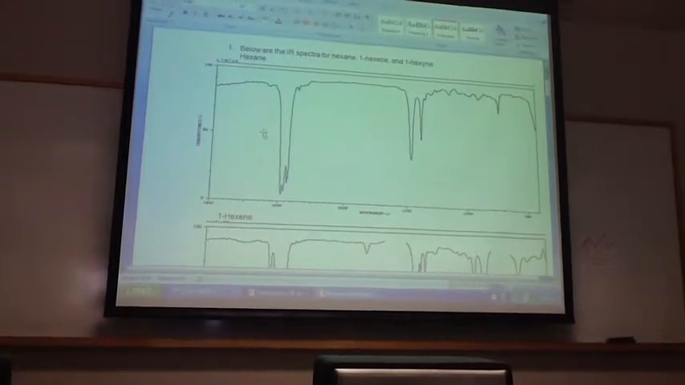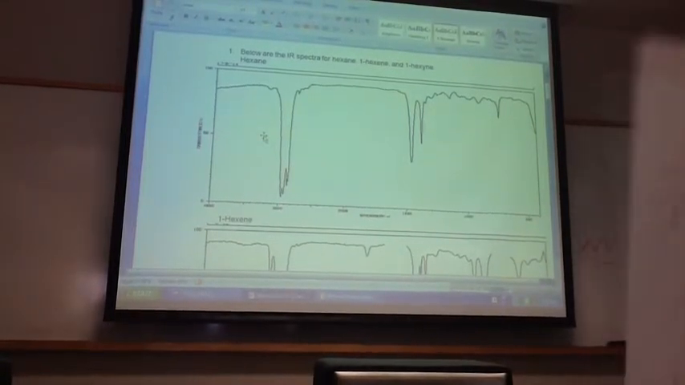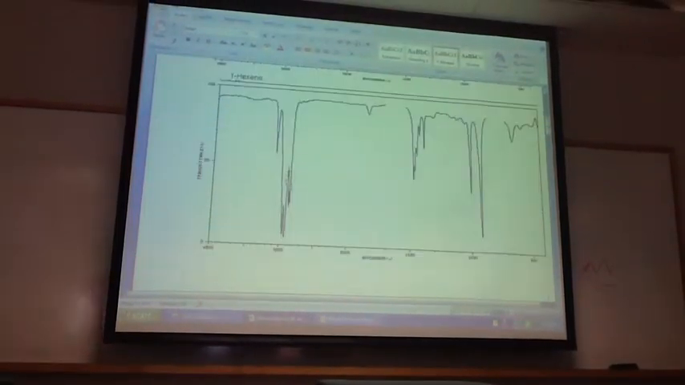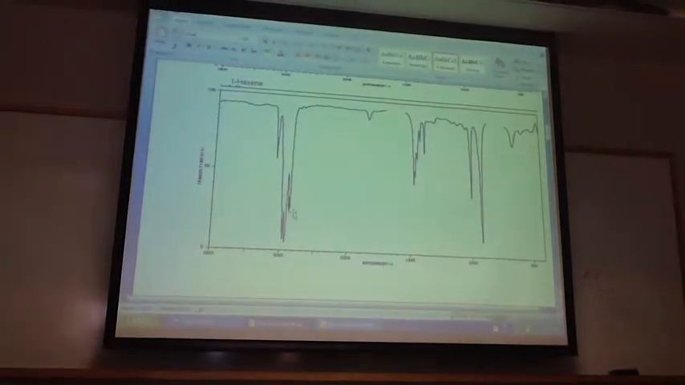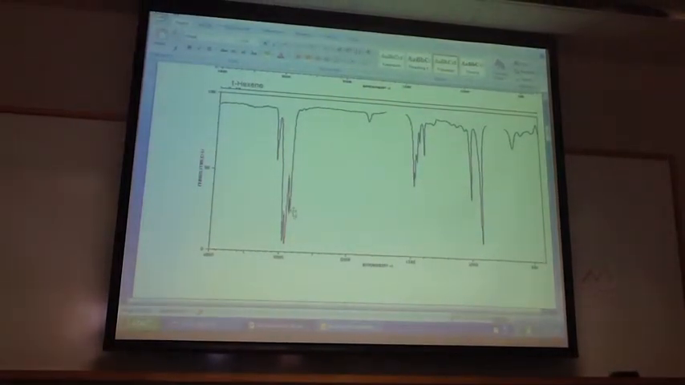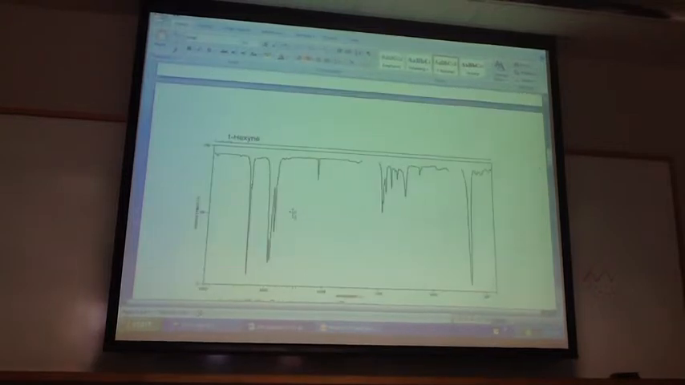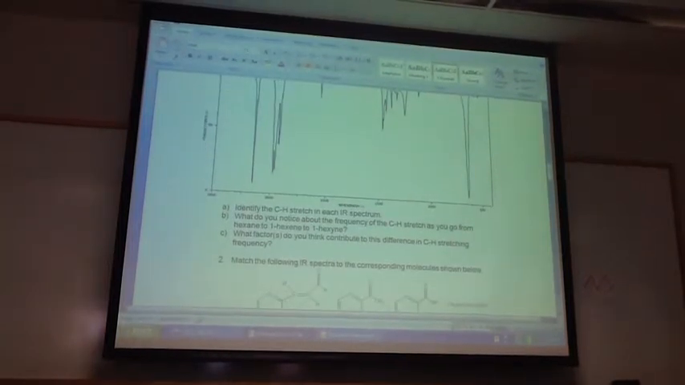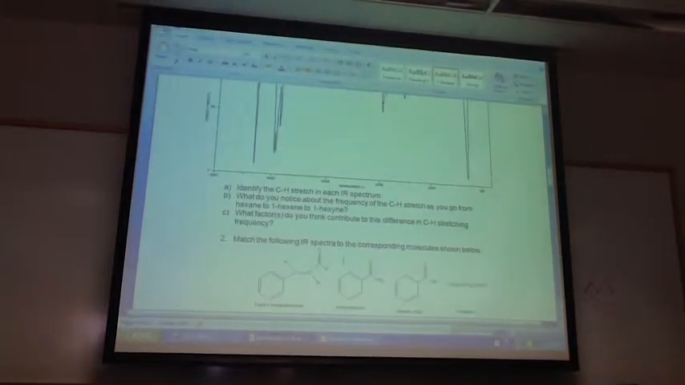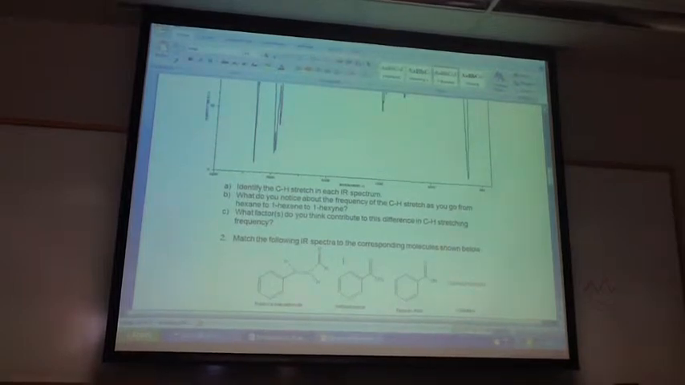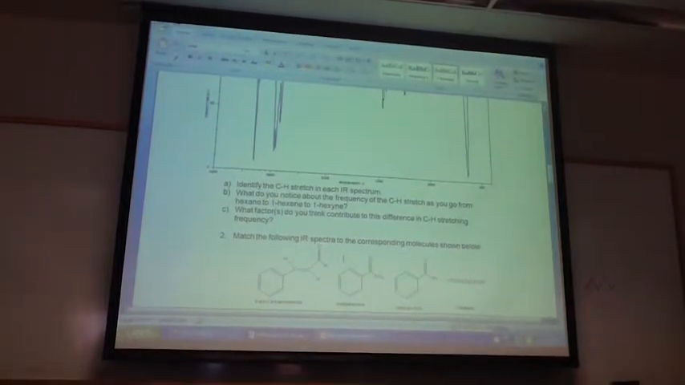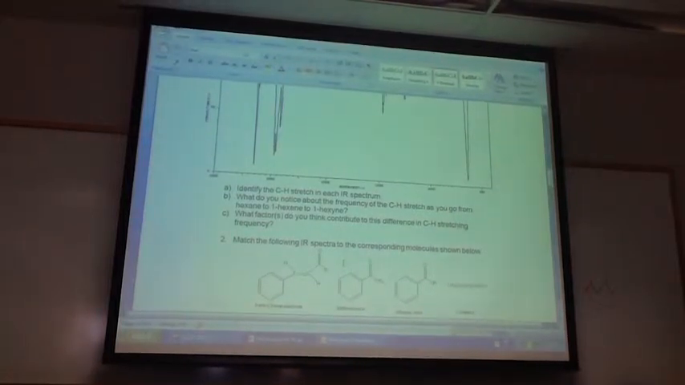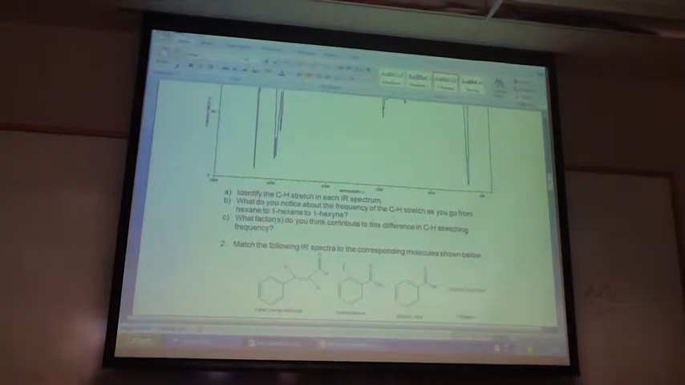So that one, the first one, is alkane because it's below 3,000. Notice that these peaks are also getting bigger and they're shifting to the higher frequency. So what factor answers C for us? Your bonds are getting stronger. The strength of the bond, you're going from a single to a double to a triple.